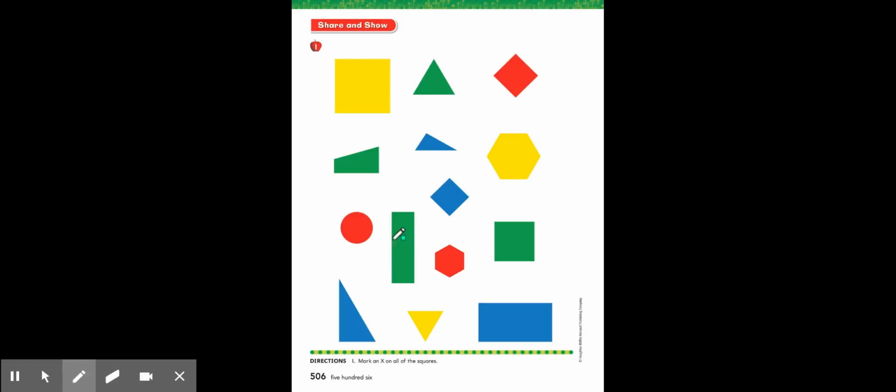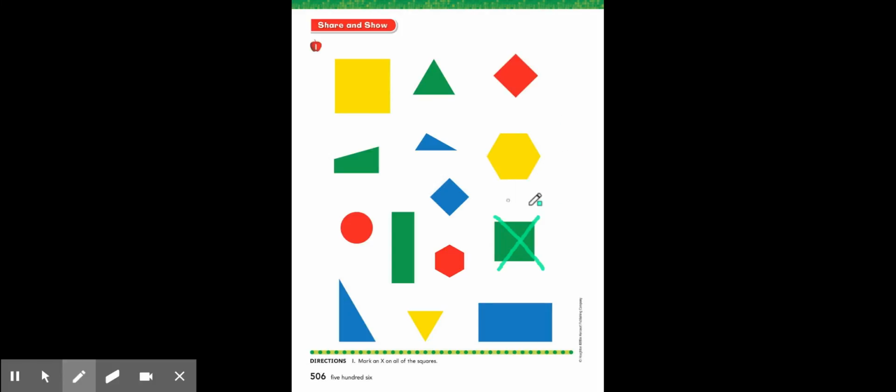What about this shape? This shape here has one, two, three, four sides like a square. Oh, but you're right. It's not a square because not all of its sides are the same length. There are two super long ones and two super short sides. So this is not a square. We won't X it. We'll skip over it. That is a rectangle. How about here? Another green shape. Four equal sides with four corners. That's right. It's a square. X marks the spot.